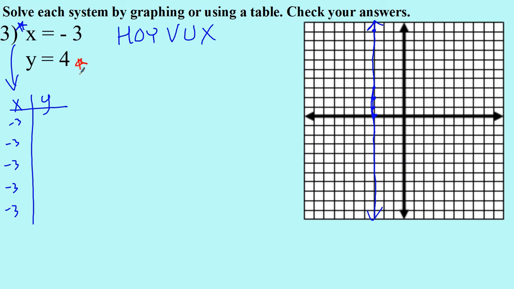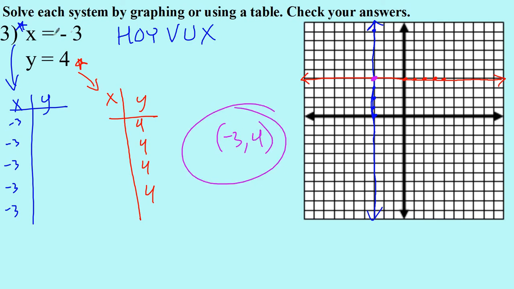For this one, if you were to make a table, every y would be 4. It doesn't matter what the x is, y is always 4. So we could be at (0, 4), (1, 4), (2, 4), (3, 4), (4, 4). Then we get the horizontal line right here. So their point of intersection is (-3, 4).